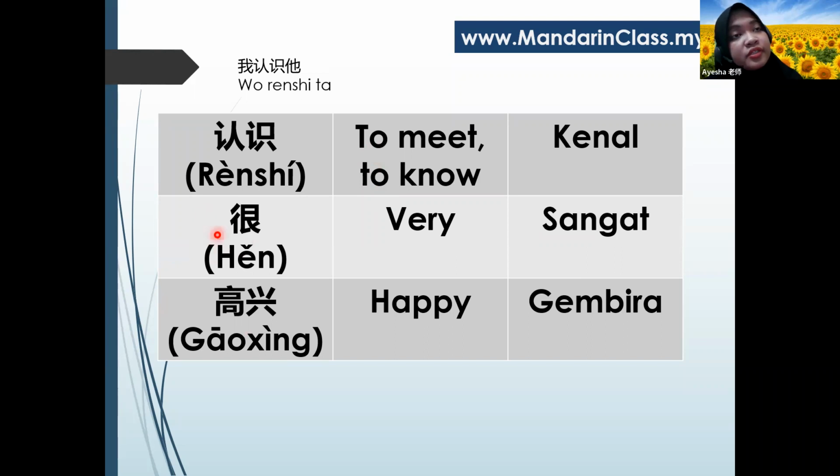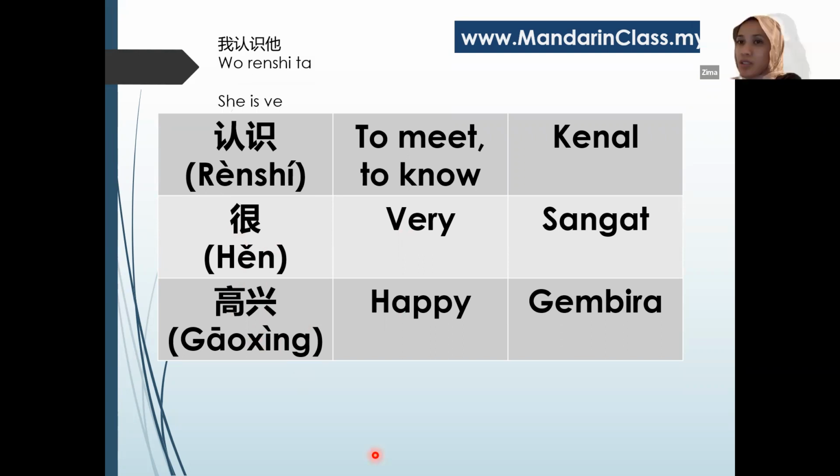Now the next word, 很. Let's repeat after me. 很. Very good. Now the next word is the word happy, 高兴. Let's repeat after me. 高兴. Very good. So 很 means very, 高兴 means happy. If I want to say very happy, how to say? 很高兴. If I want to say she is very happy, how do I say? 他是很高兴.